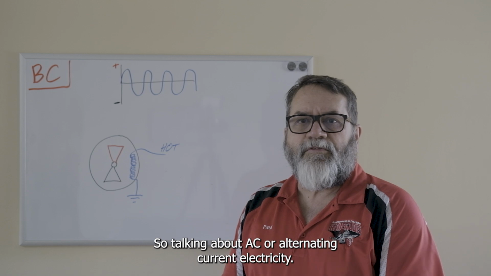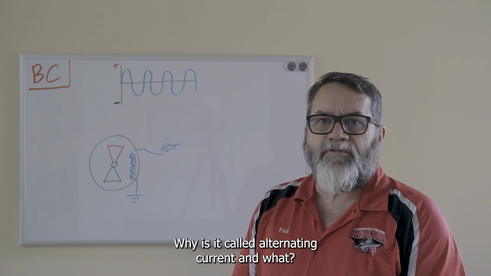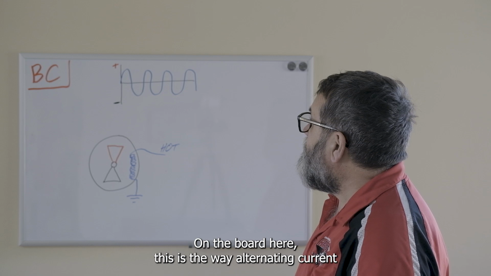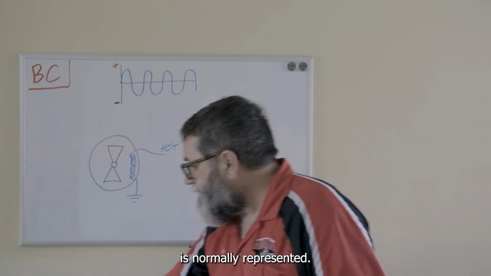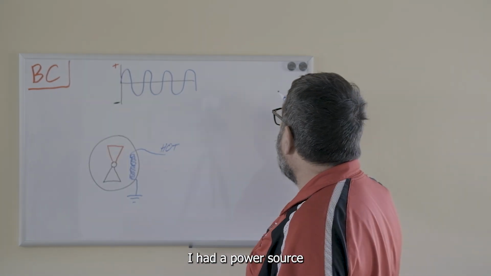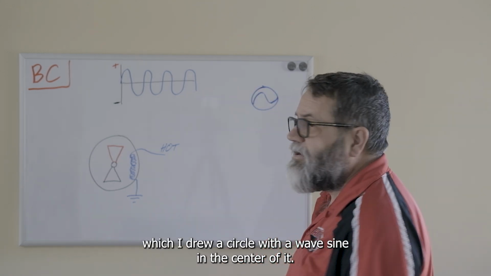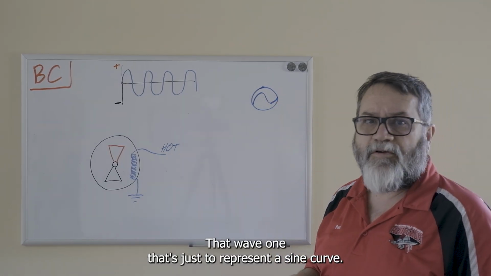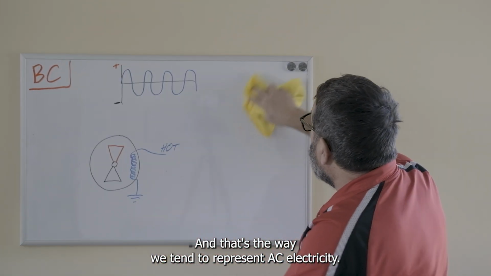So talking about AC or alternating current electricity. Why is it called alternating current, and what is alternation from? On the board here, this is the way alternating current is normally represented. If you remember in the previous diagram, I had a power source, which I drew a circle with a wave line in the center of it. That wave line represents a sine curve, and that's the way we tend to represent AC electricity.